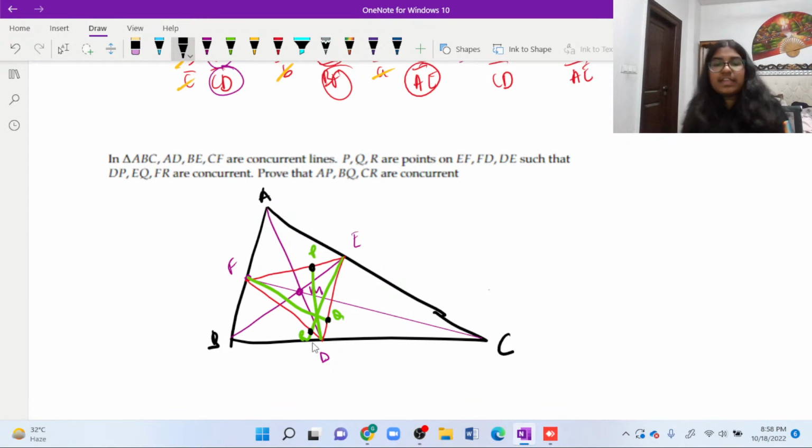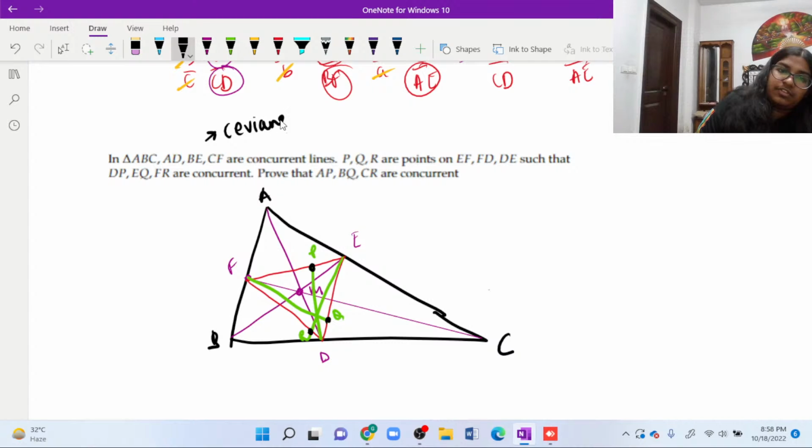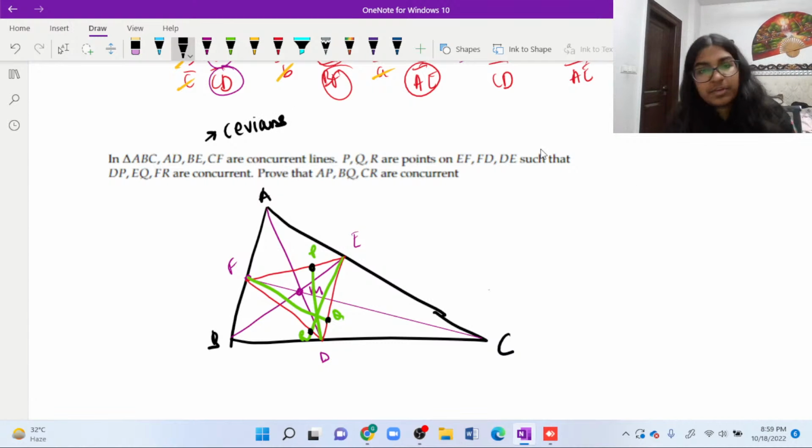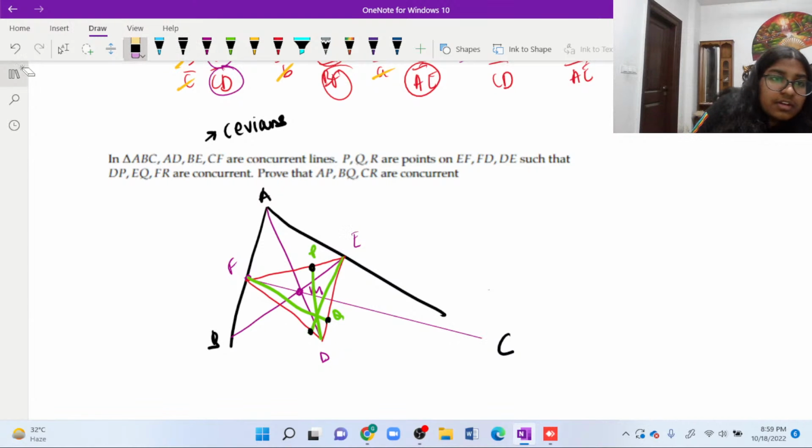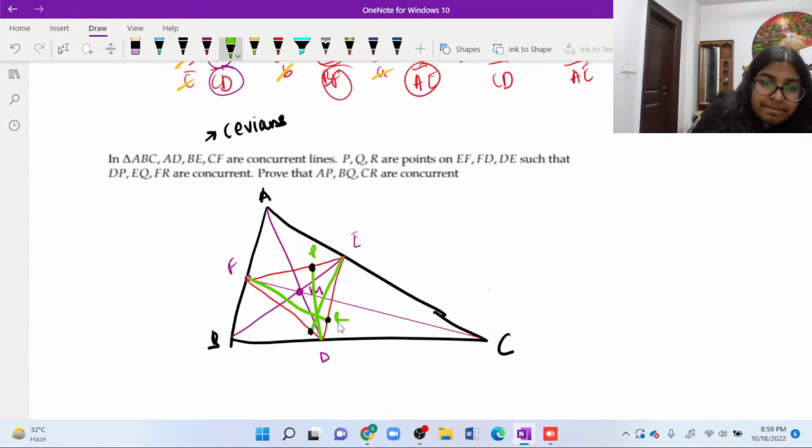So the problem says that ABC is a triangle, and AD, BE and CF are concurrent lines also. But that's not important. And P, Q, R are points on EF, FD and DE, such that DP, EQ and FR are concurrent. We need to prove that AP, BQ and CR are concurrent.